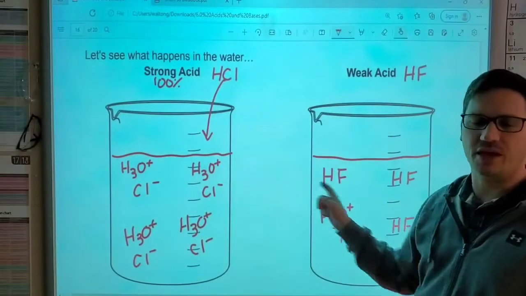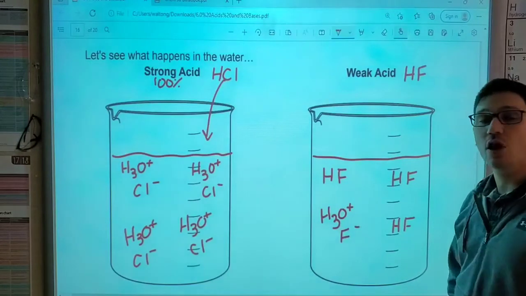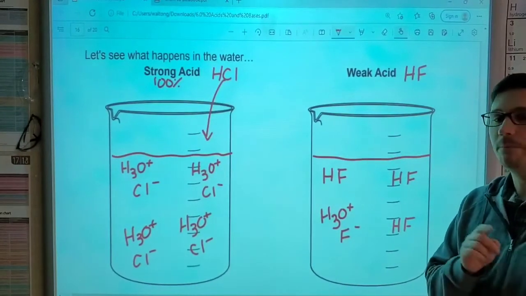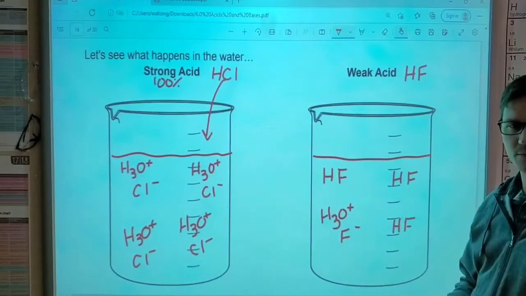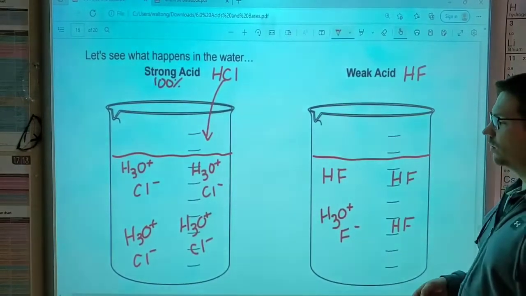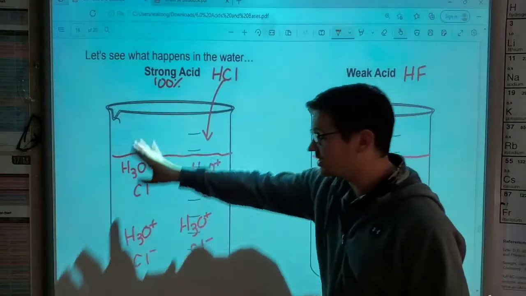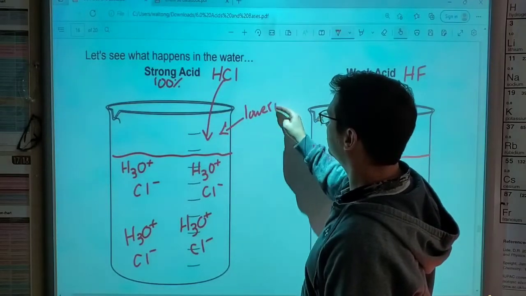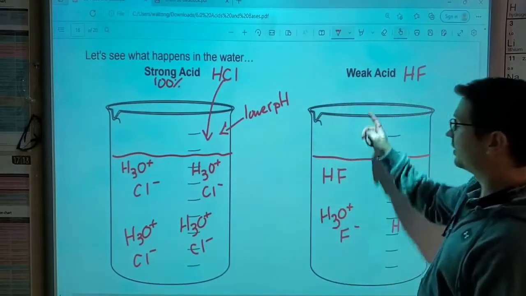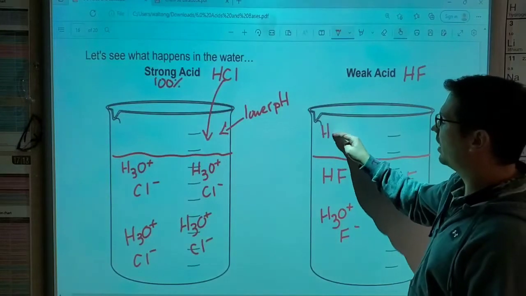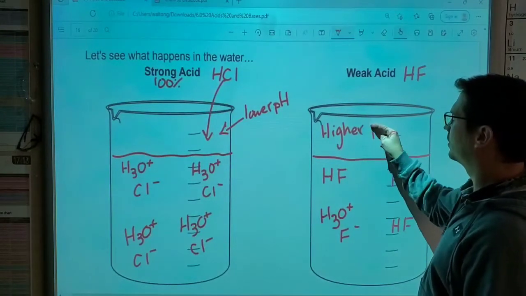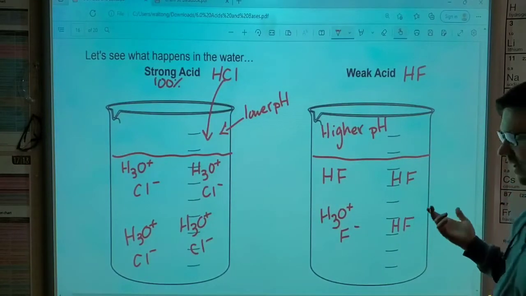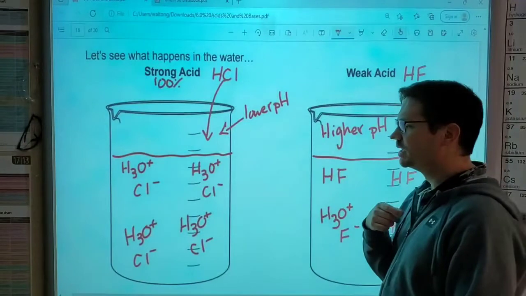Which one do you think is going to have a lower pH? Remember, lower pH means more acidic. More acidic means more hydronium. So we should predict that the HCl solution will have a lower pH, and we predict that the HF solution should have a higher pH. One is more acidic, one is less acidic. Okay, that's fair, and we'll double check that here in a second.